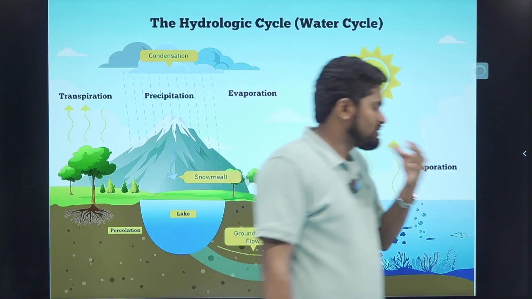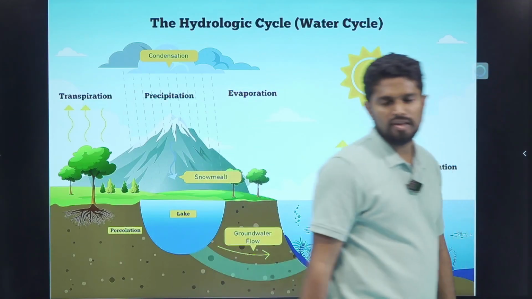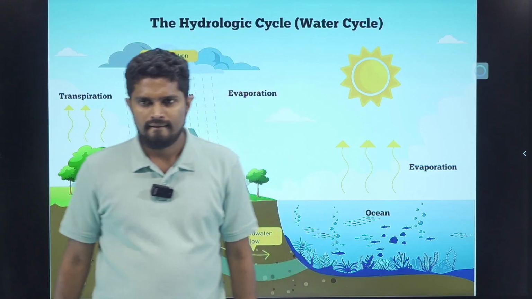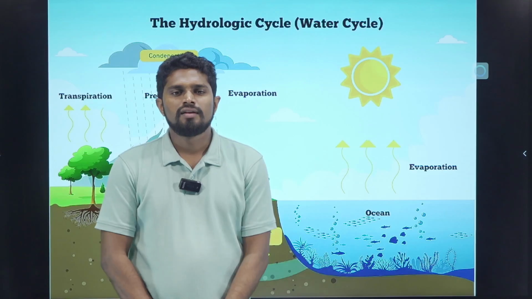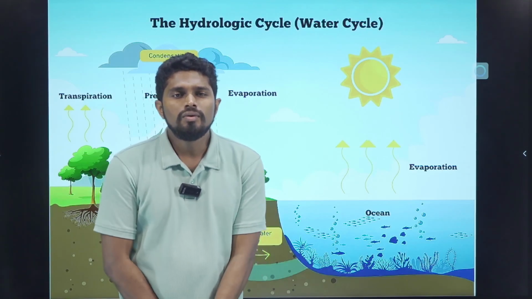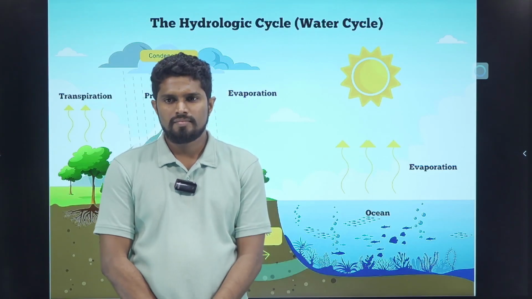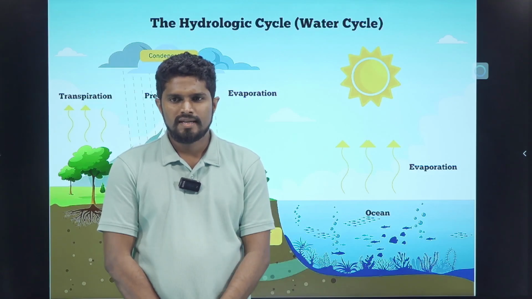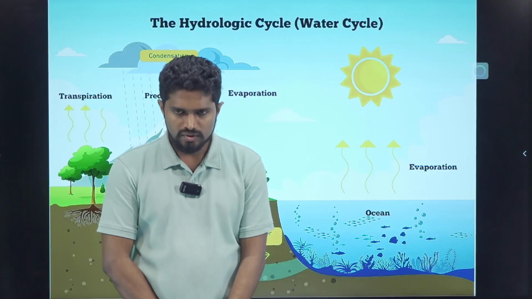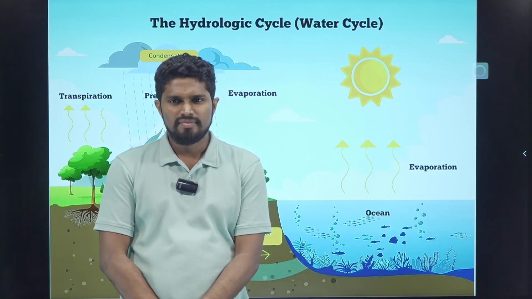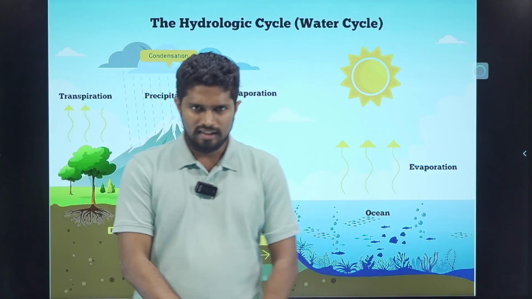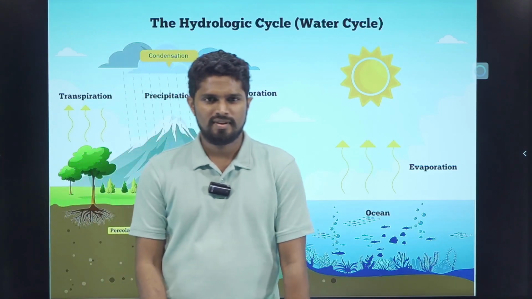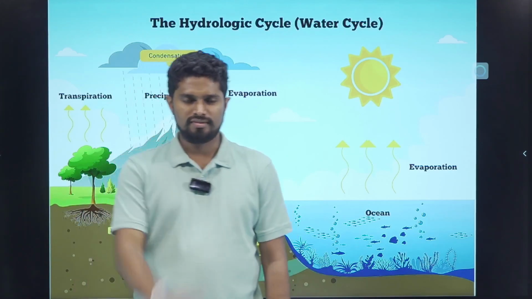You know, the sun. What are the energies the sun gives? Heat energy, and then there is another energy, right? Good guys. Light energy. Yes, super. And for the water cycle, we need the heat energy. We need heat energy. Good guys, super.